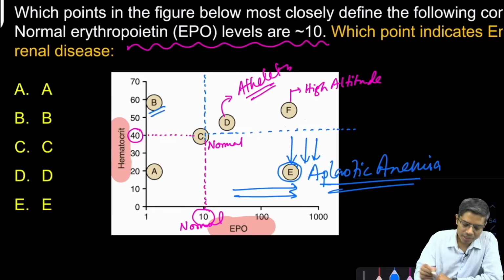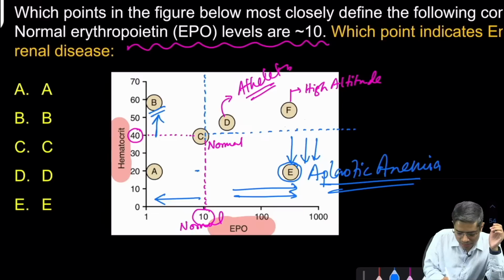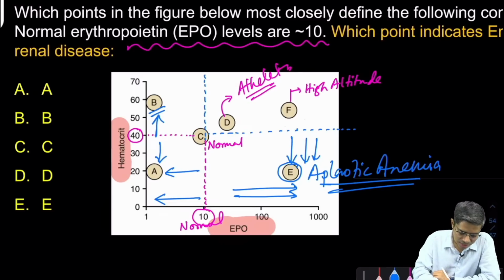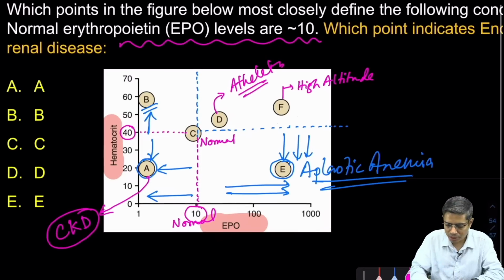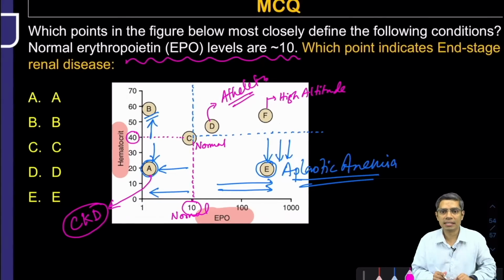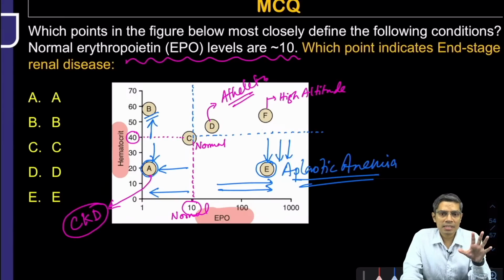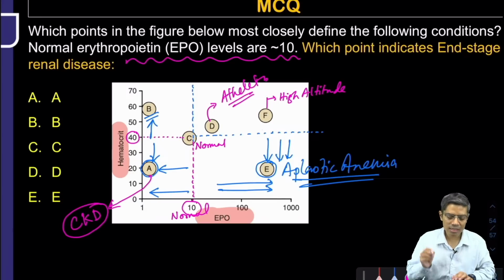Now, coming to B, B indicates hematocrit is high, but erythropoietin is low, and A also indicates erythropoietin is low, but hematocrit is also low, right. So, A indicates that the person is suffering from chronic kidney disease. This question is asking about chronic renal disease, and this is the answer A, chronic kidney disease, because you know that in case of chronic kidney disease or chronic renal failure, the patient is anemic. Why is the patient anemic? Because the person's kidney is not able to produce an adequate amount of erythropoietin. So, because the erythropoietin is low, the person is anemic, and that is typical of A.